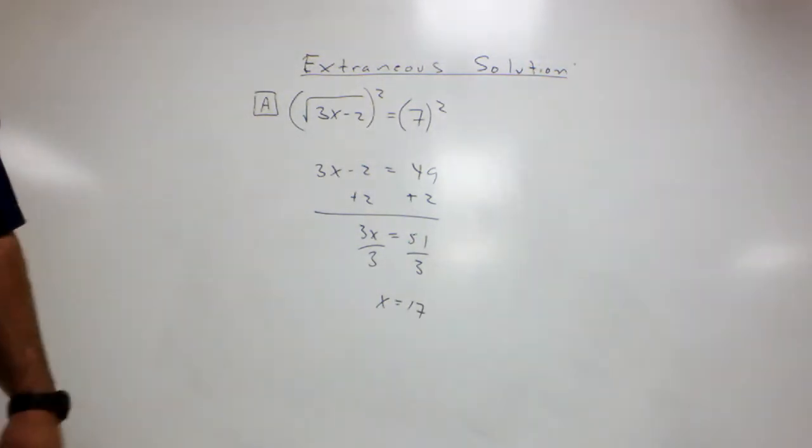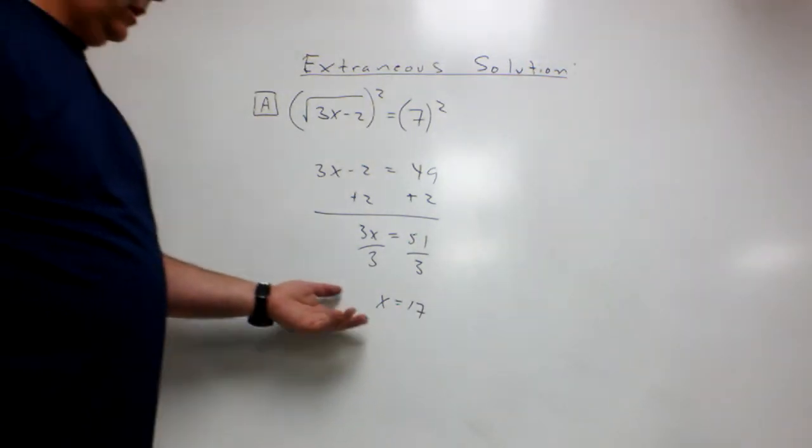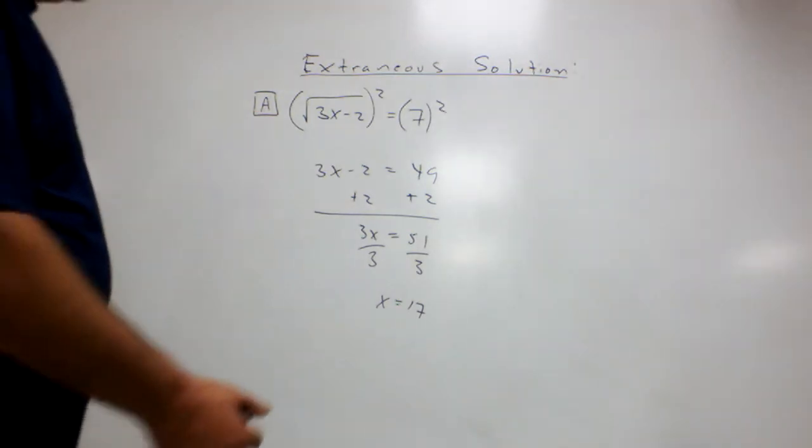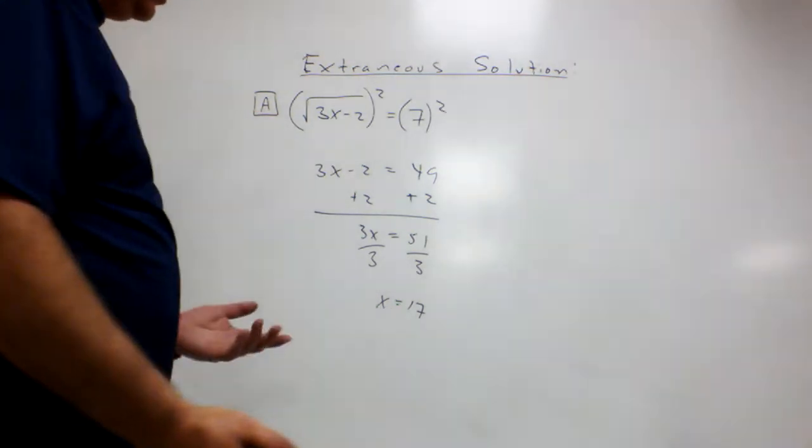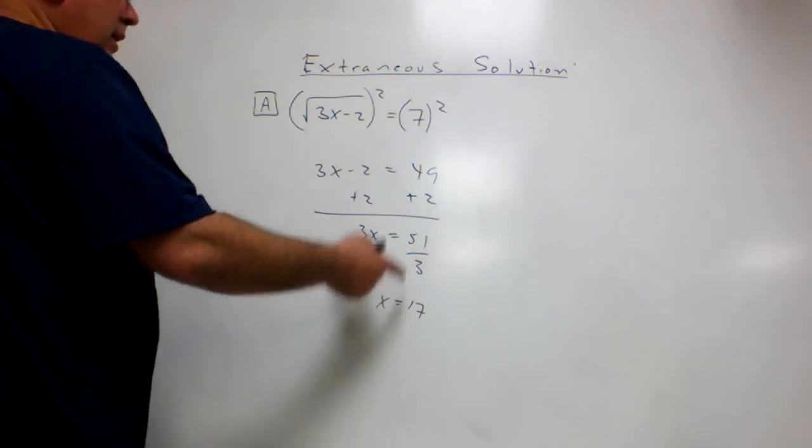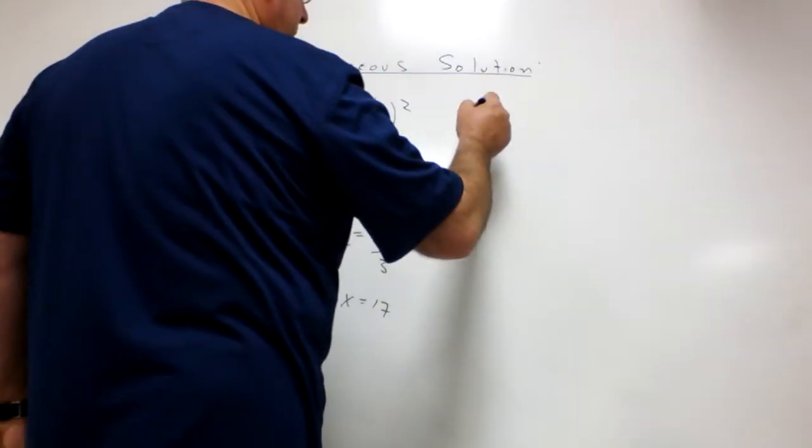And that looks perfectly legitimate, right? X equals 17, it's a nice number. Let's try it. Let's see. So to check to see if it's extraneous, we take the answer and plug it back into its original problem.